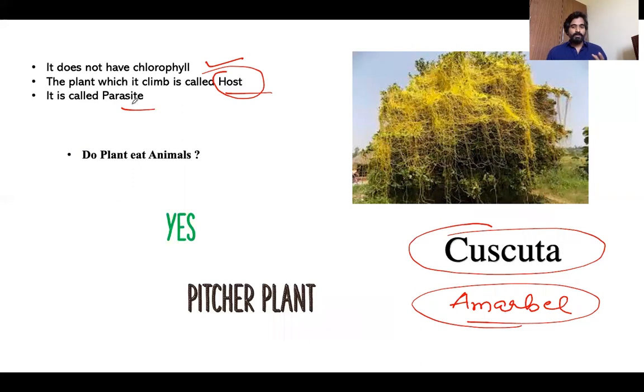So one of the examples is Kaskatta or Amarbel, and the unfortunate thing is this Kaskatta or Amarbel can actually destroy the whole plant because they enter into the stem of the plant. They use all the nutrients of the plant, and ultimately the host dies. That's why it's a parasite.